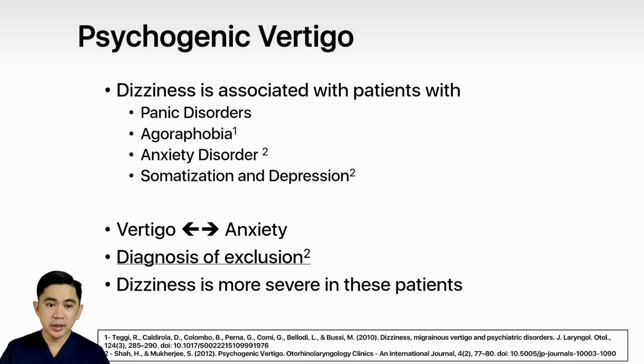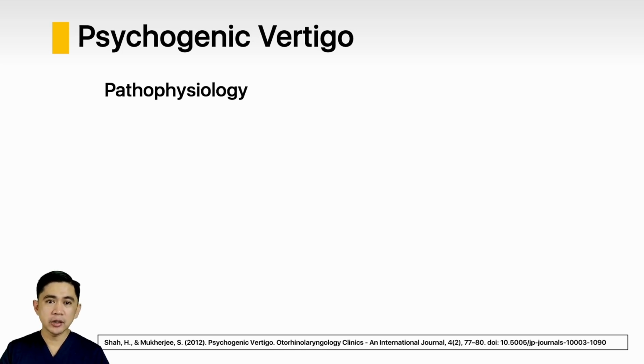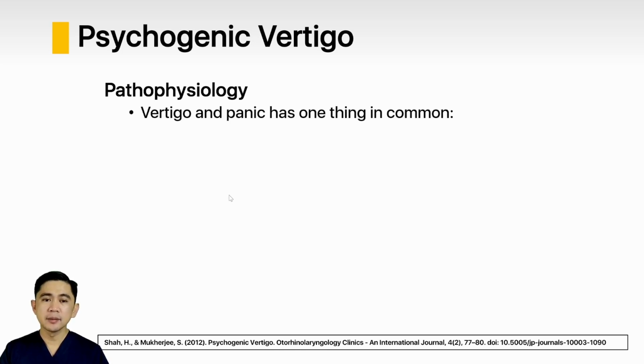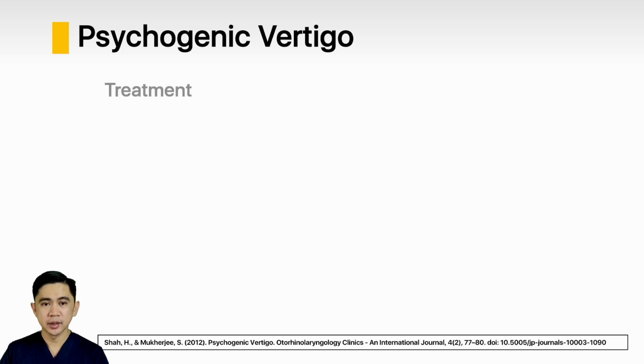In psychogenic vertigo, dizziness is more severe than the other dizziness entities. So psychogenic vertigo, sometimes it is called panic attack. The pathophysiology of psychogenic vertigo is that vertigo and panic have one thing in common, which is hyperventilation. The diagnosis of psychogenic vertigo is derived from thorough history and PE and looking out for signs of anxiety.